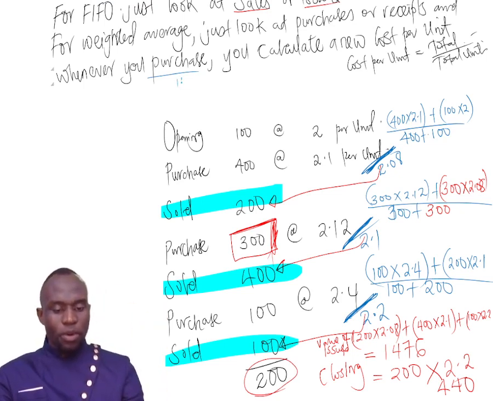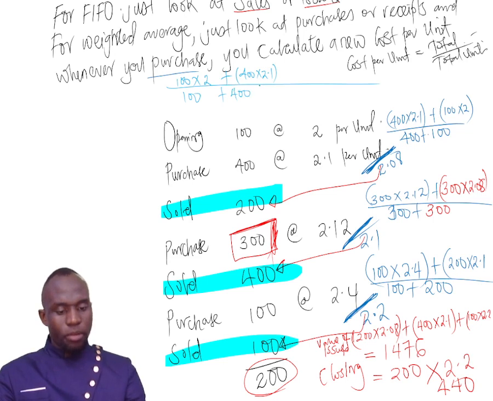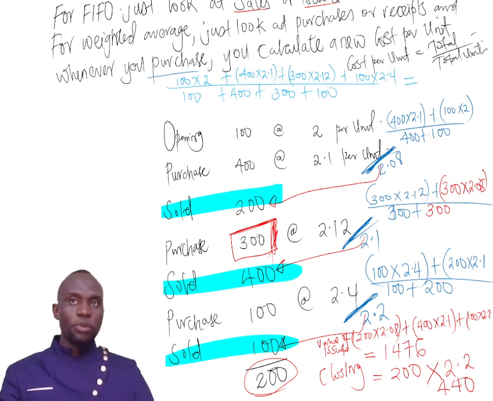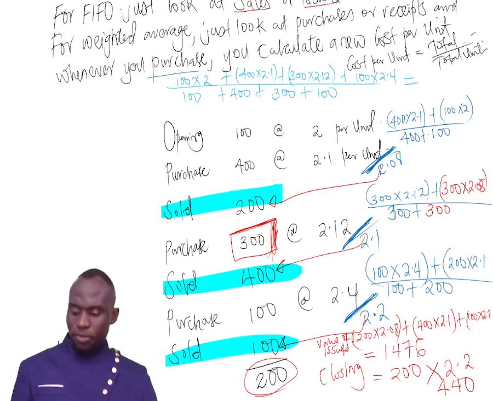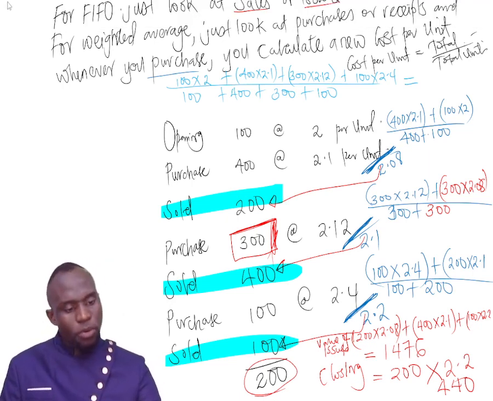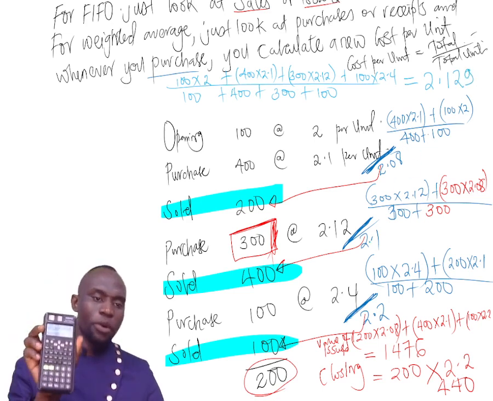It is going to be 100 times 2 divided by 100, plus you received 400 times 2.1 divided by 400, plus you bought 300 at 2.12 divided by 300, then plus the last one, which is 100 times 2.4 divided by 100. So all you need to do is just to ignore the sales. You calculate the average for the period, average for the entire period. And if we work it out, the average for the entire period is 2.129 if it is rounded.